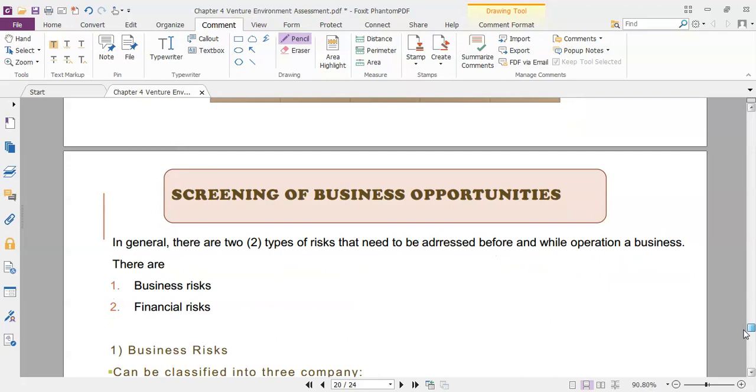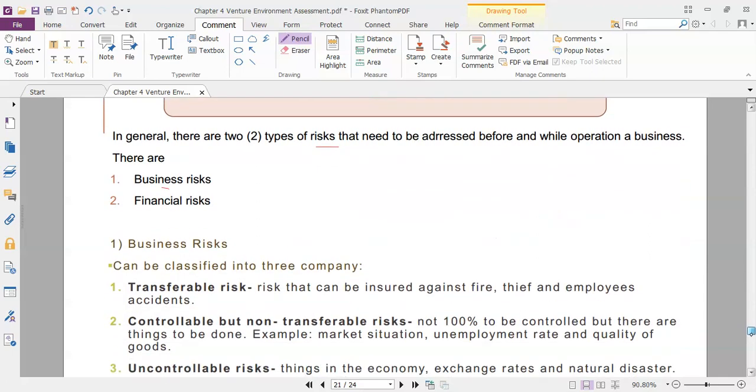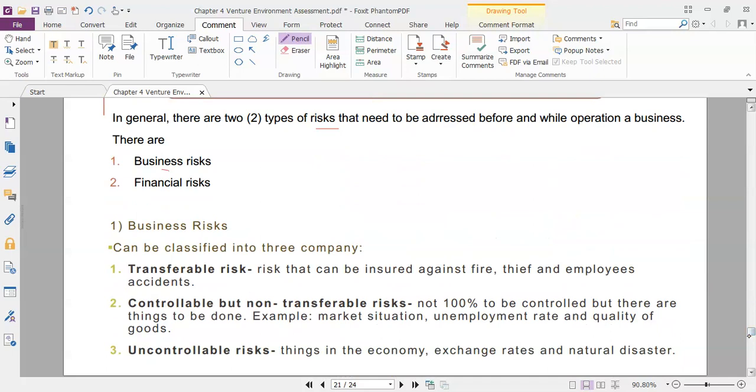Okay, next dia kata in general there are two types of risk that need to be addressed before and while operating a business. That is the business risk and financial risk. So business risk can be classified into three things.